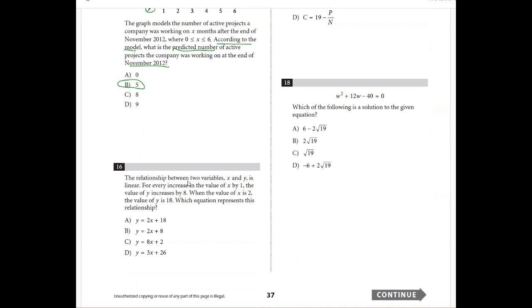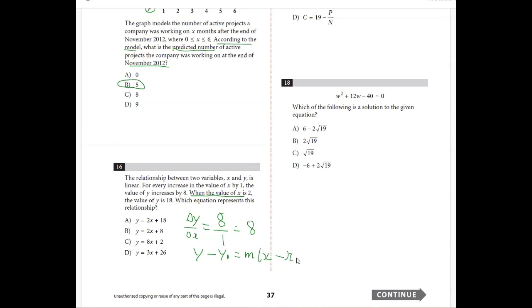The relationship between two variables x and y is linear. For every increase in value of x by 1, the value of y increases by 8. So delta y over delta x is equal to 8 over 1. When the value of x is 2, the value of y is 18. Which equation represents this relation? So basically, we're just modeling a linear equation here, right?